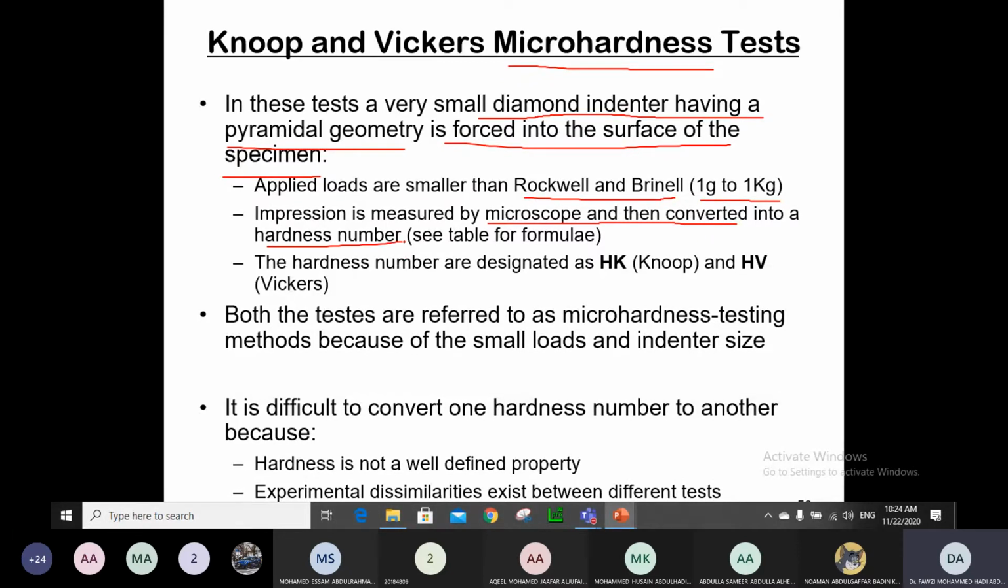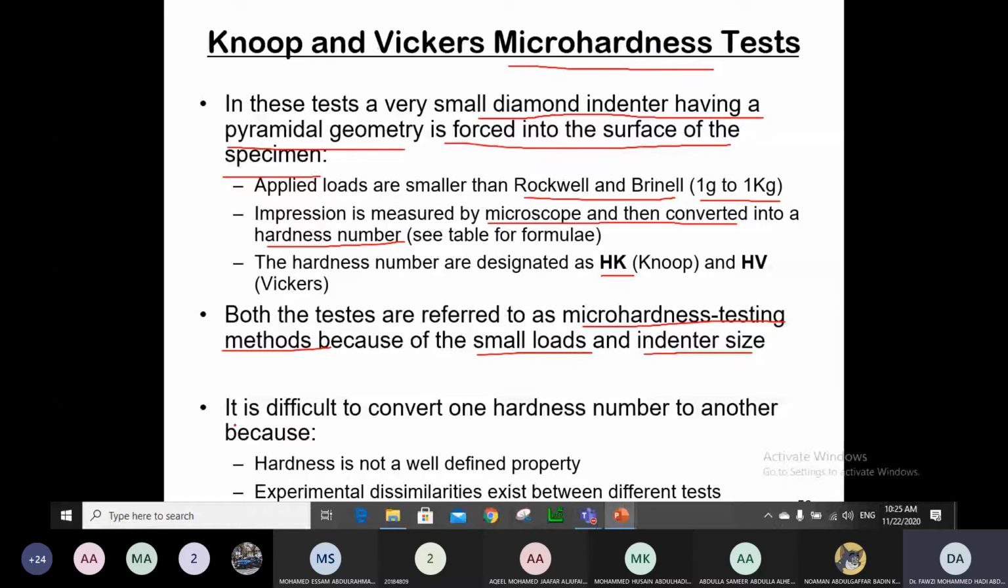And then it is converted to a number using an equation. The hardness number is put in this way: hardness Knoop or hardness Vickers. There we read it like that. Both of these tests are referred to as microhardness testing methods because of the small loads. Again, I'm mentioning it here, and the small indenter size as well.